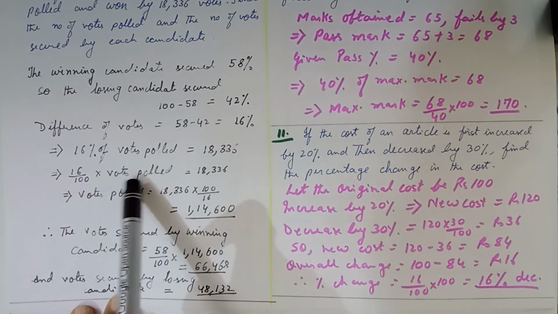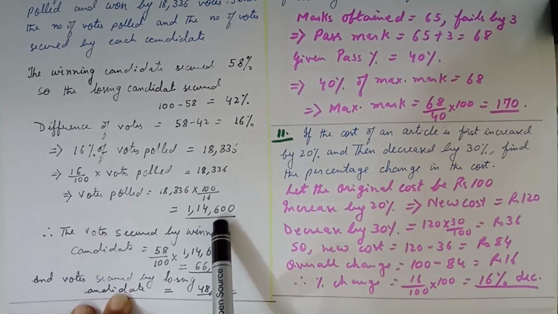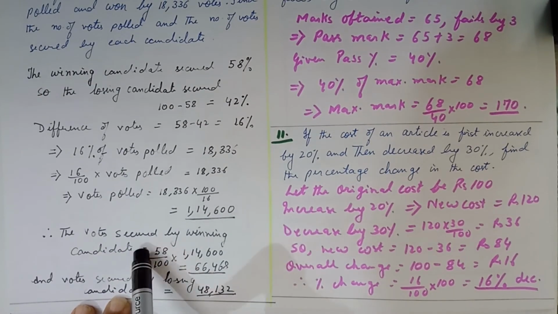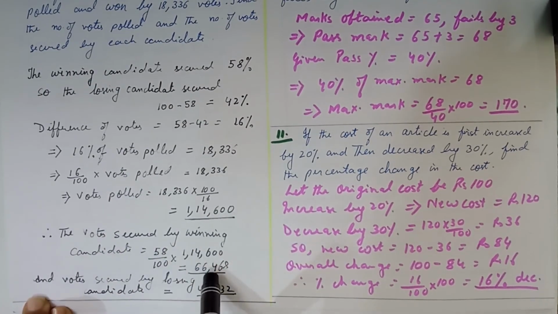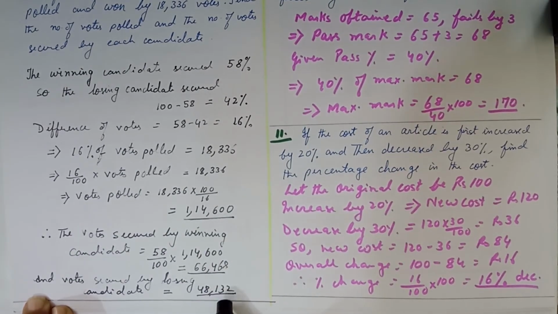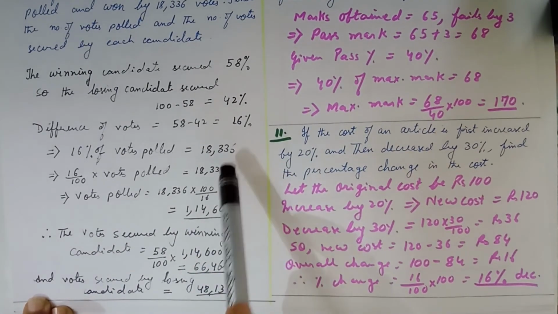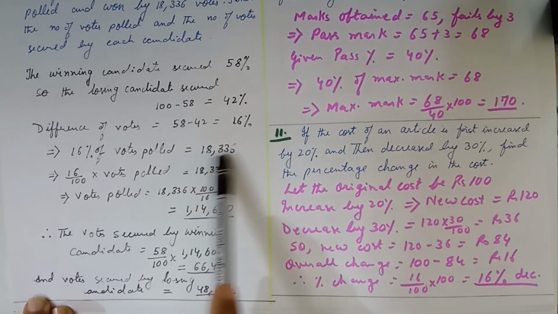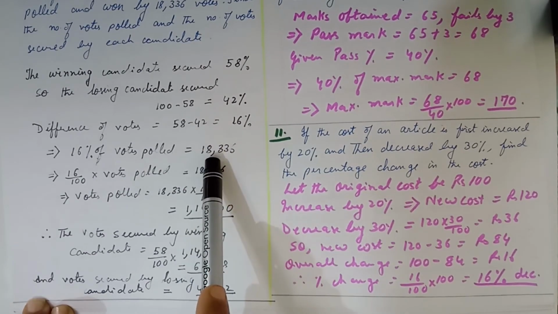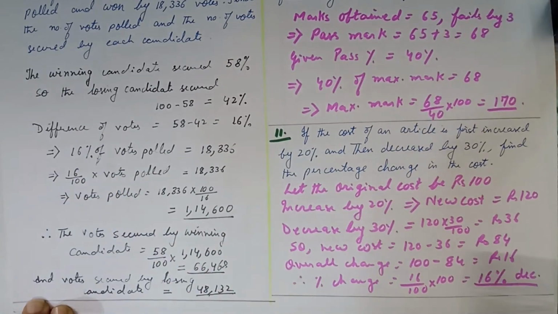it as X, the votes polled, 16 by 100, cross multiply, cancel. So the total number of votes polled were 1,14,600. The winning candidate got 58% of this value. Subtract and get the number of votes secured by the losing candidate. Very interesting sum, very simple to solve. You just need to understand what this value represents. It doesn't represent the number of votes secured by the winner. This is a difference value, so take the difference percentage and calculate it.